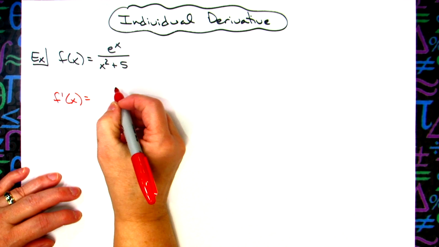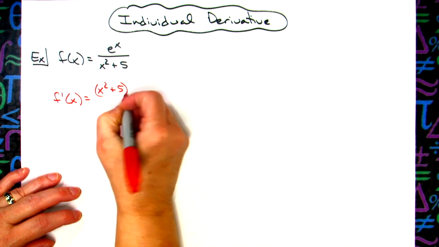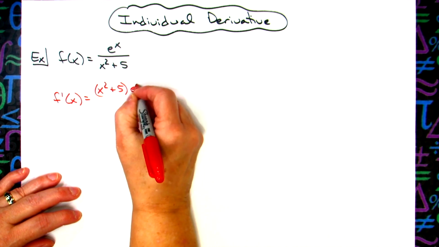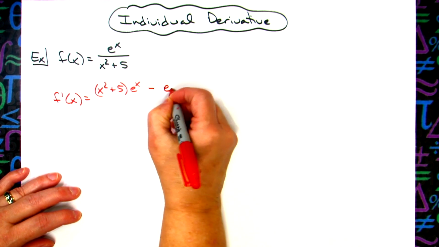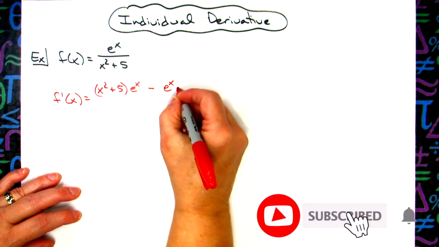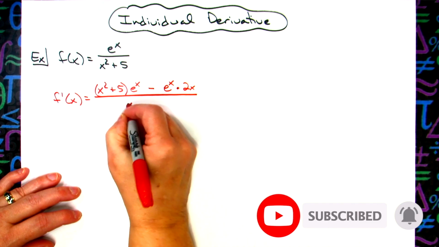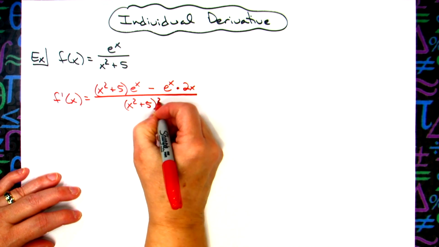We're going to take the denominator, x squared plus 5, times the derivative of the top. So the derivative of e to the x is e to the x. Then we'll do minus the top function, which is e to the x, and then the derivative of that denominator, which is going to be a 2x. And that will be all over the denominator squared. So we'll have an x squared plus 5 to the second power.